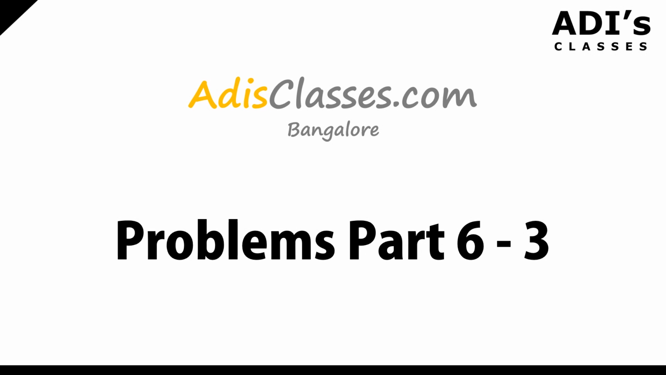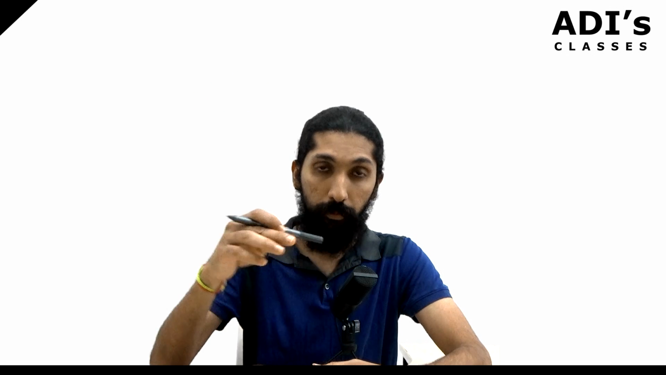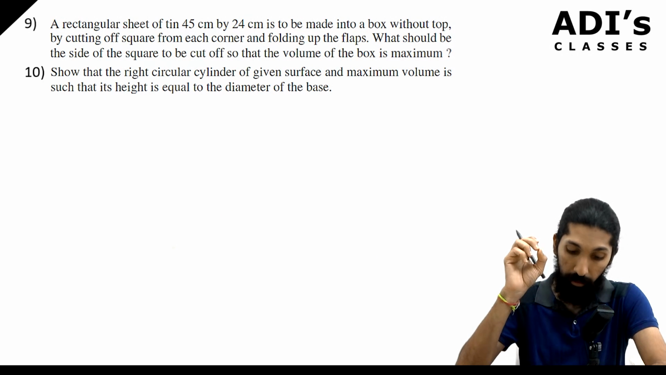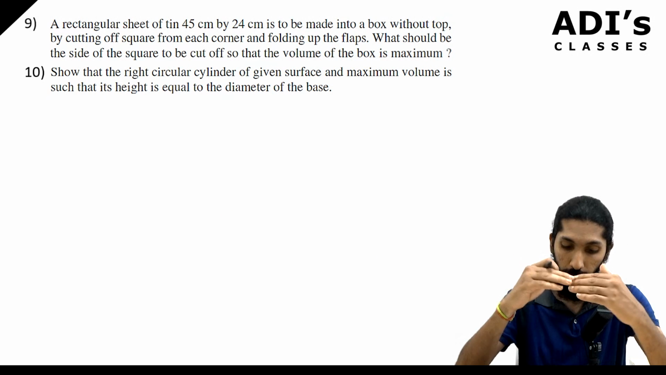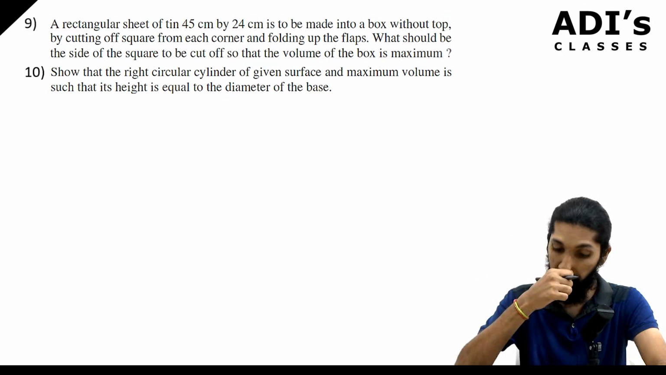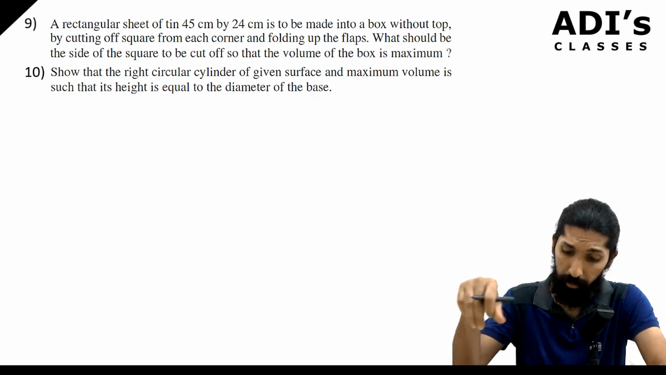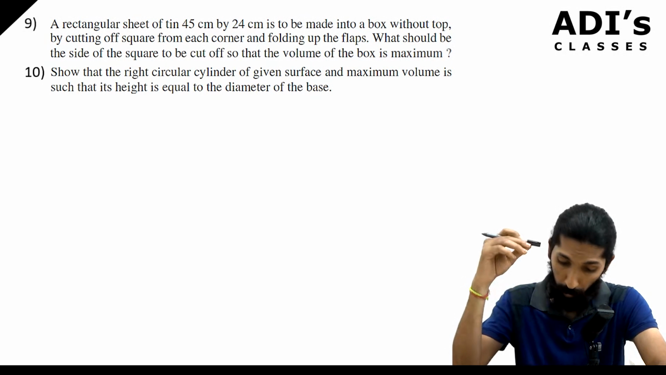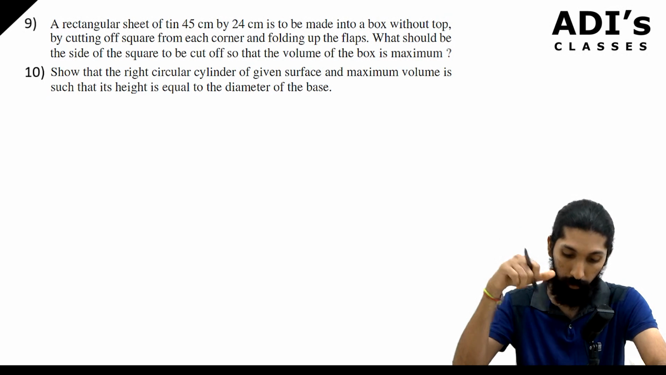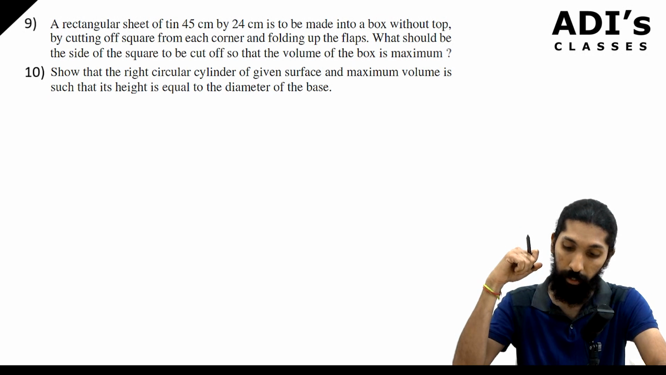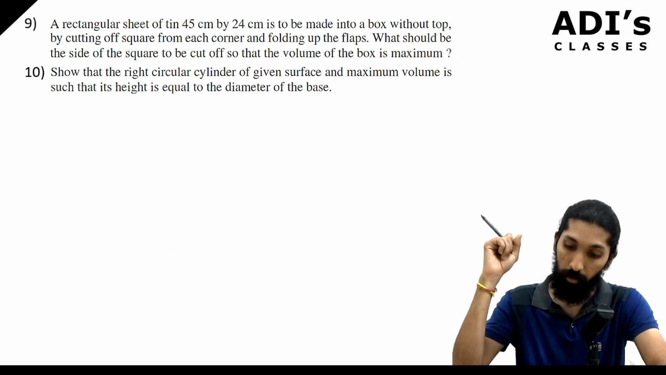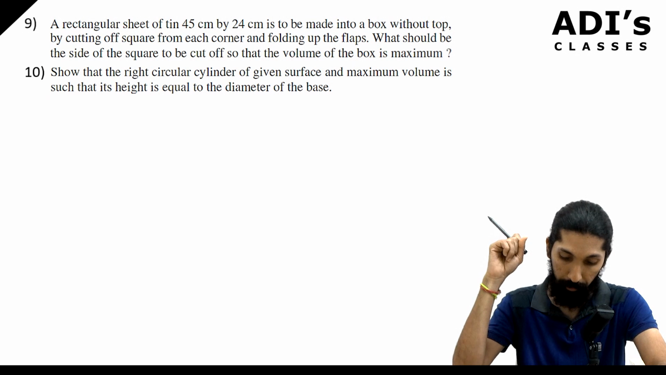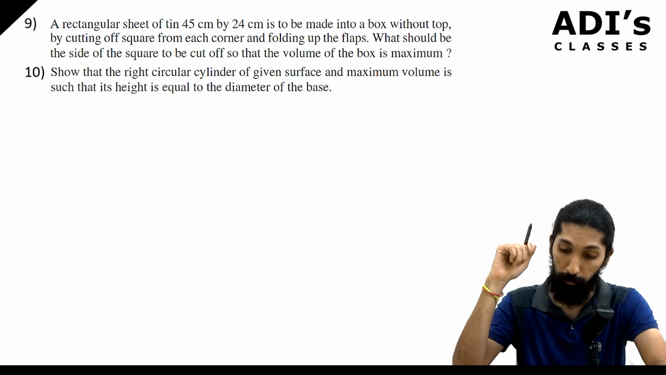Let's continue with whatever we stopped at in the last video. See the ninth one? A rectangular sheet of tin 45 centimeter by 24 centimeter is made into a box without top by cutting off square from each corner and folding up the flaps. What should be the side of the square to be cut off so that the volume of the box is maximum?